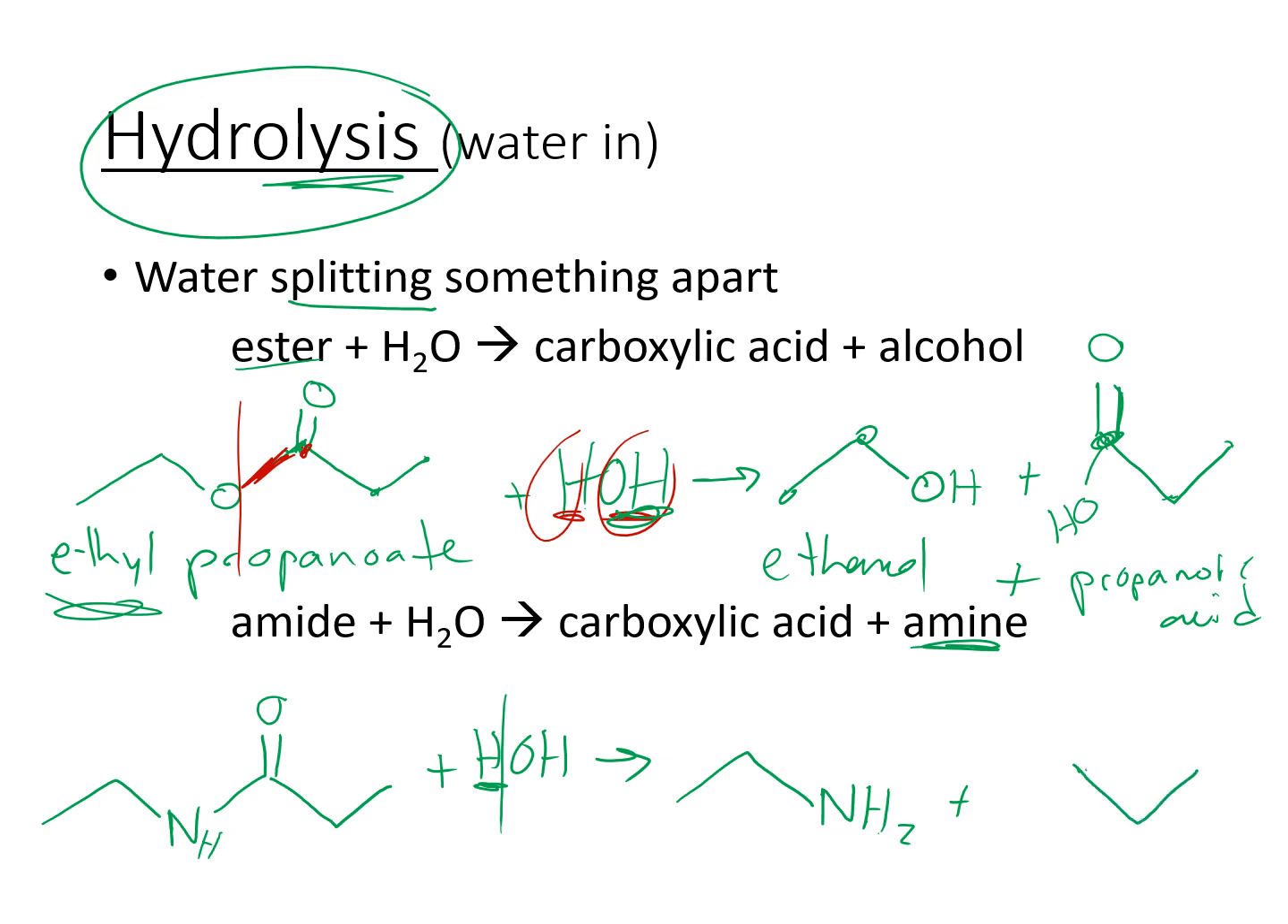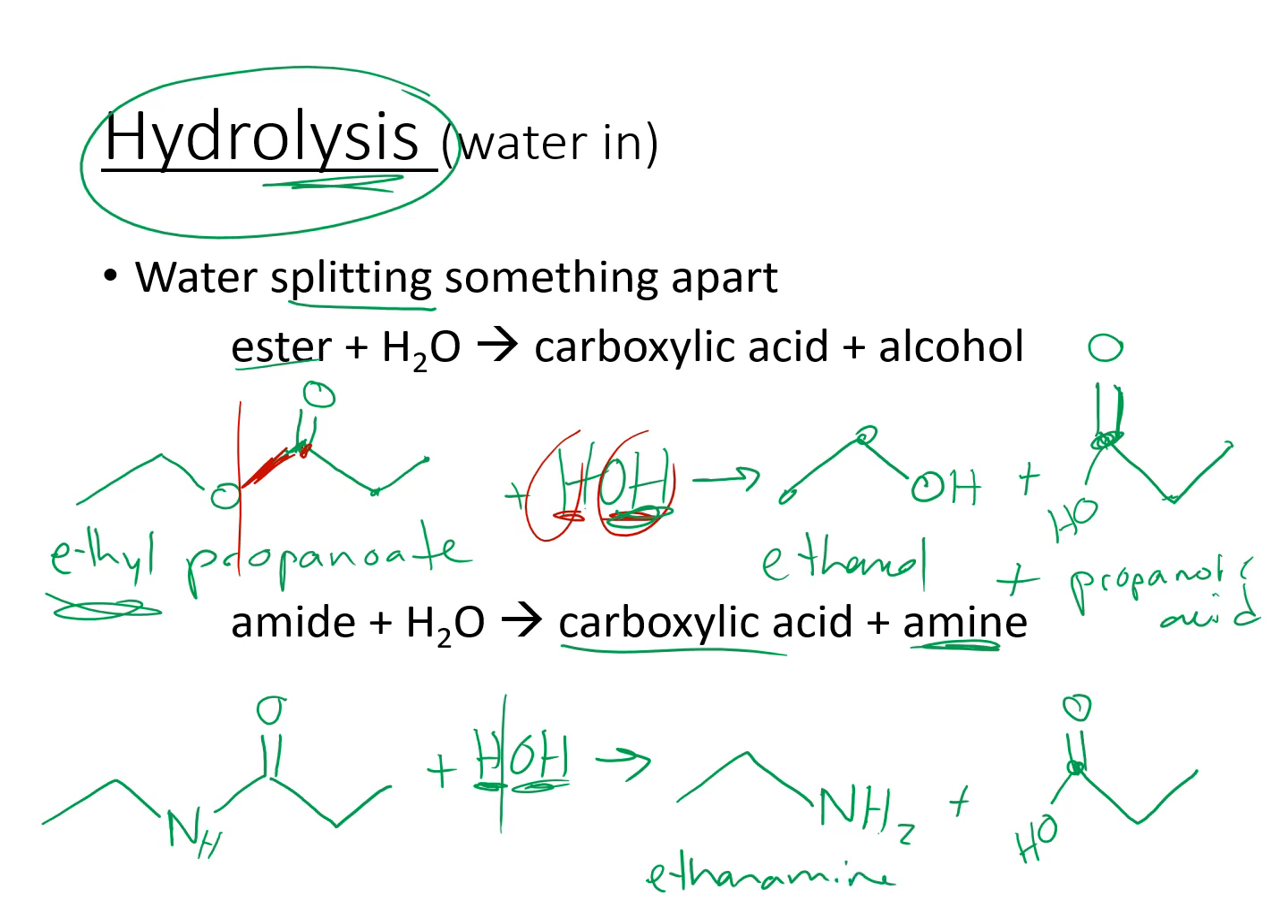let's make sure I got the carbons right. So this is where the double bonded O is. So this carbon here, it's going to end up getting the other half of the water, the OH group, and you recognize that. That's the carboxylic acid. So we end up with ethanamine being produced, or aminoethane.